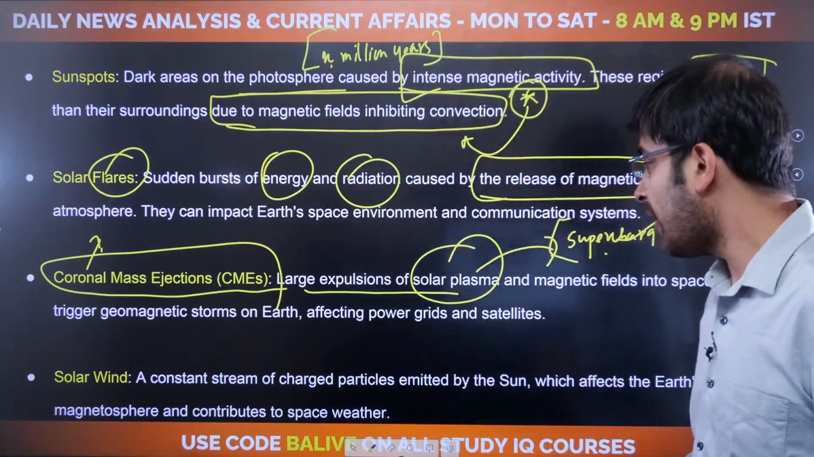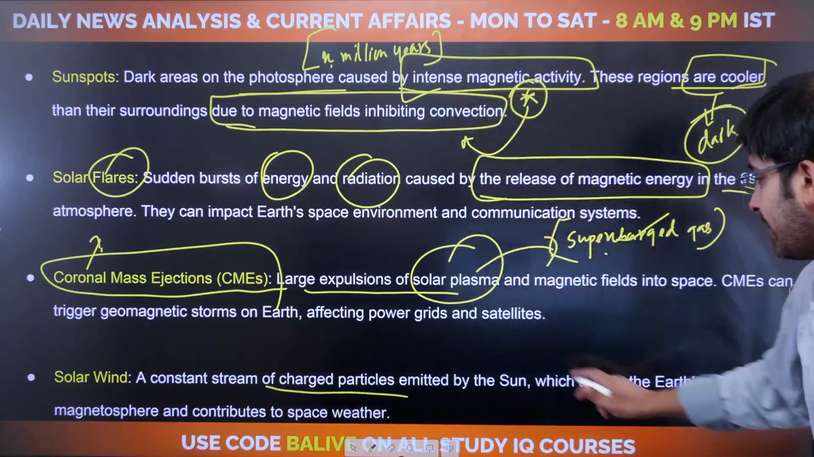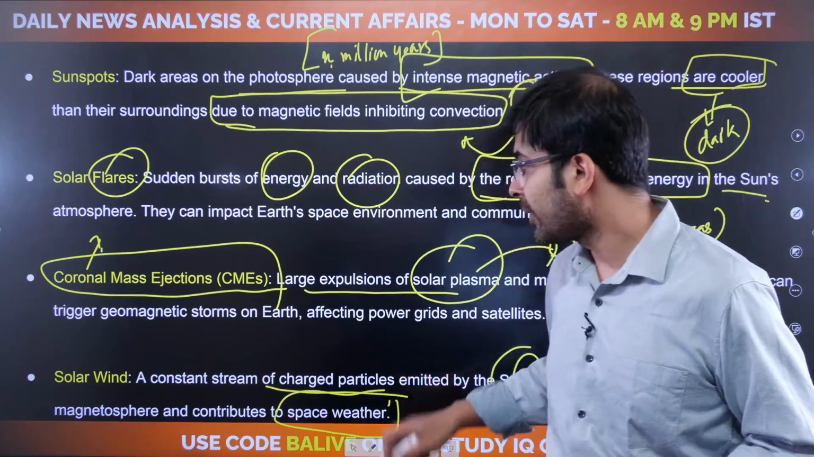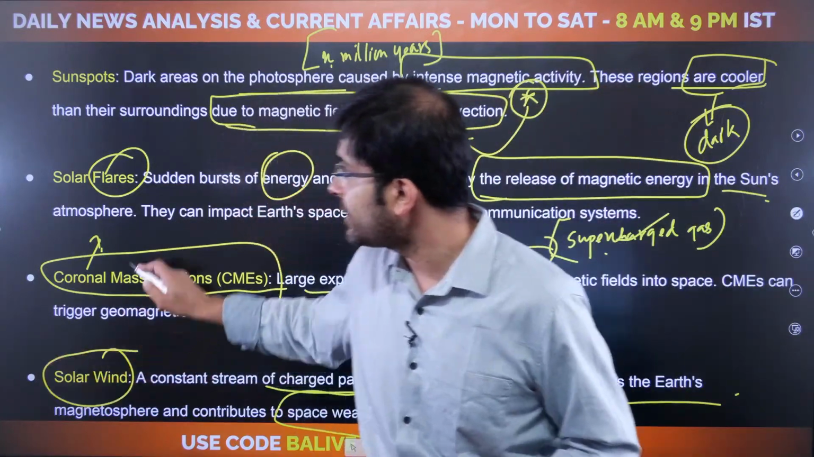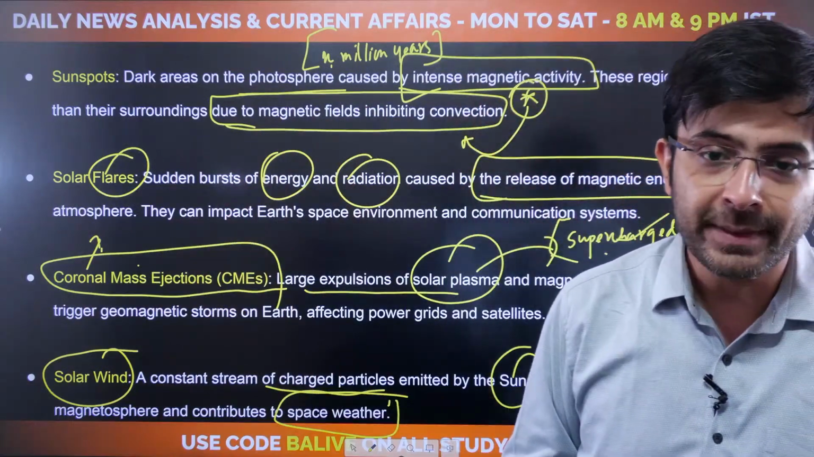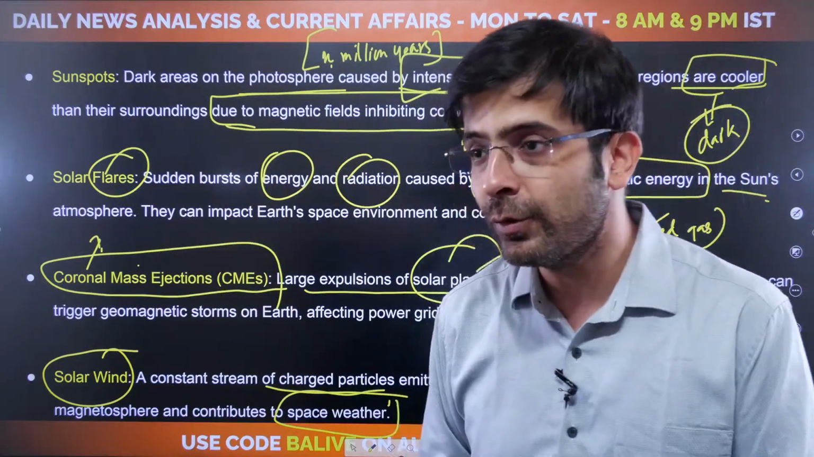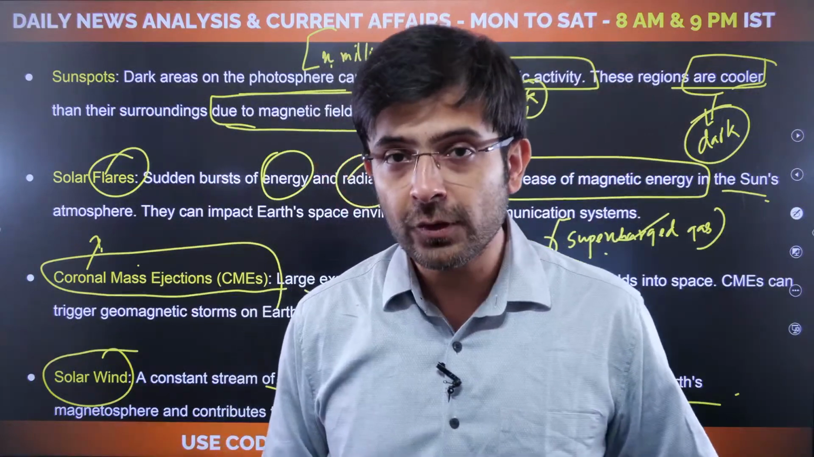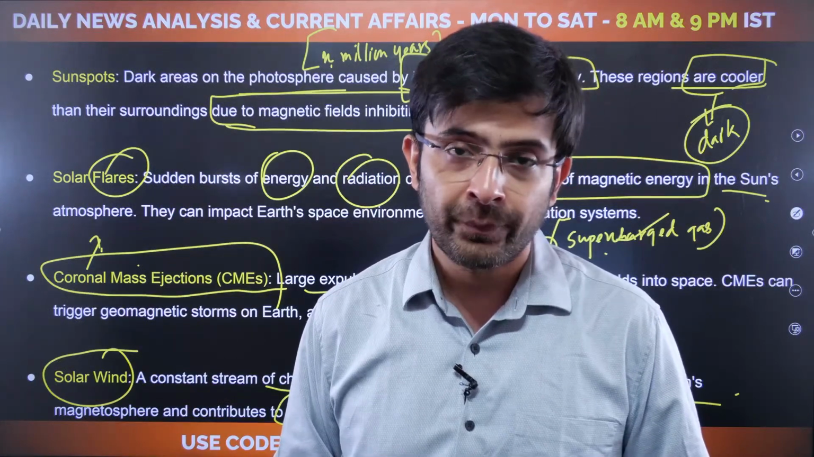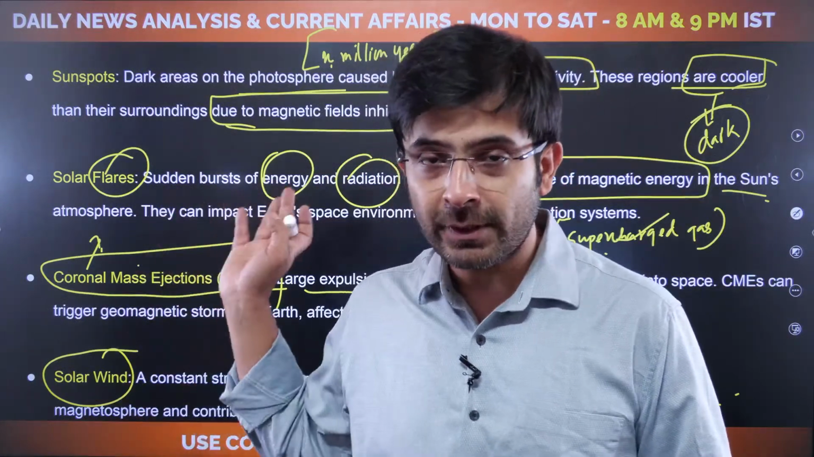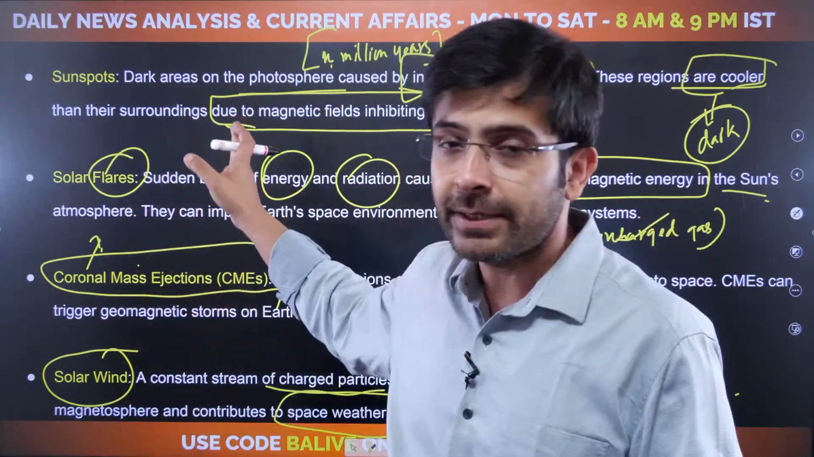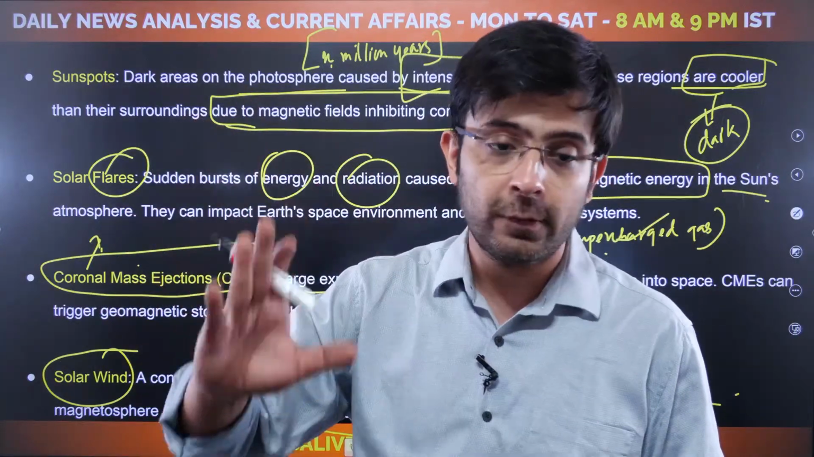Solar wind, a constant stream of charged particles emitted by the sun, which affects the Earth's magnetosphere and contributes to space weather. Make sure that you know the differences between these four terms: sunspots, solar flares, CMEs and solar wind. From the examination perspective, I suggest that you know the basic structure of the sun: photosphere, chromosphere. Make sure you know about the core and the corona. Thereafter, make sure that you know about the processes that are involved, specifically the hydrogen-helium relationship, and also seek to understand all these four terms that originate out of the sun.